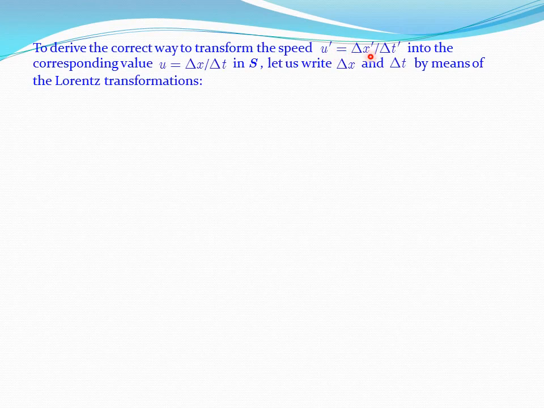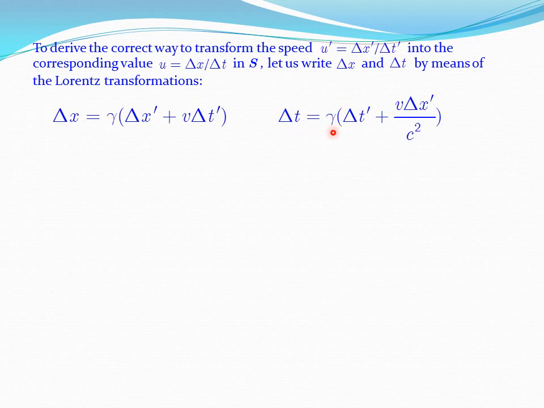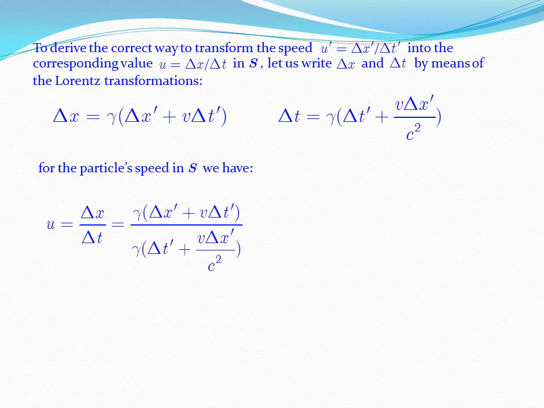To derive the correct way to transform the speed u', delta x' over delta t', into the corresponding value in S, u equals delta x over delta t, what we have to do is just write delta t and delta x by means of the Lorentz transformations. We replace x with the corresponding interval delta x, x' with delta x', and the same for t'. Here we have the Lorentz transformation for time. We replace t' with delta t', x' with delta x'. Now for the particle speed u in S, u equals delta x over delta t. Let us write delta x at the numerator, delta t at the denominator.